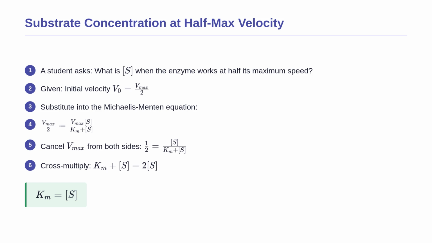Immediately, we see that the maximum velocity term appears in the numerator on both sides, so we can cancel it out completely. This leaves a simple fraction. We cross-multiply to flatten the equation out and subtract the substrate concentration from both sides. Our final answer reveals a beautifully simple relationship. Km is exactly equal to the substrate concentration at half maximum velocity.